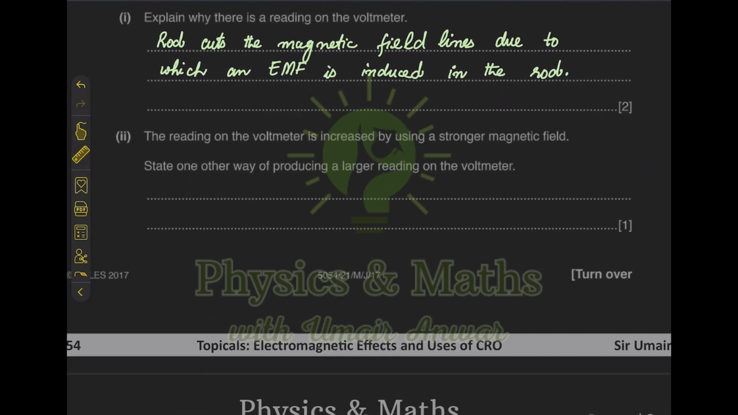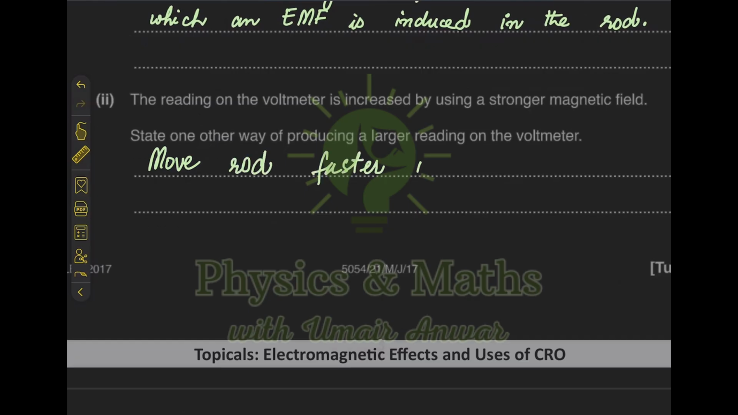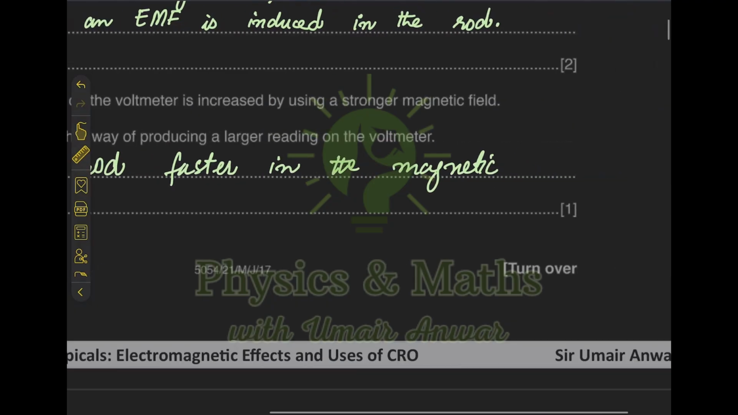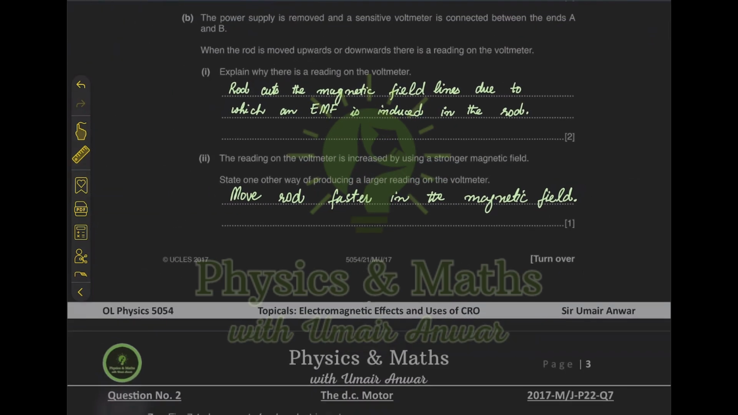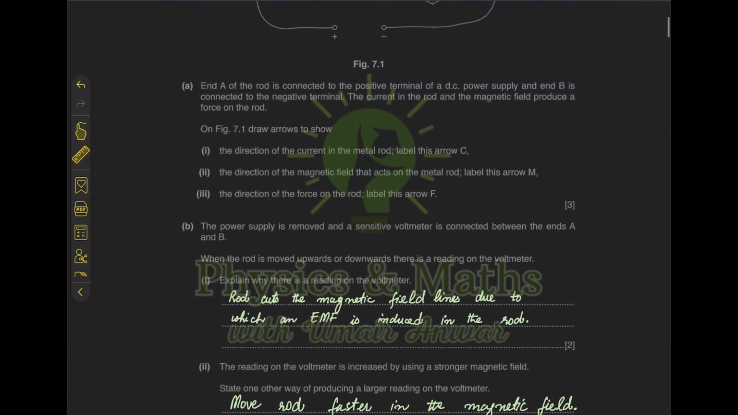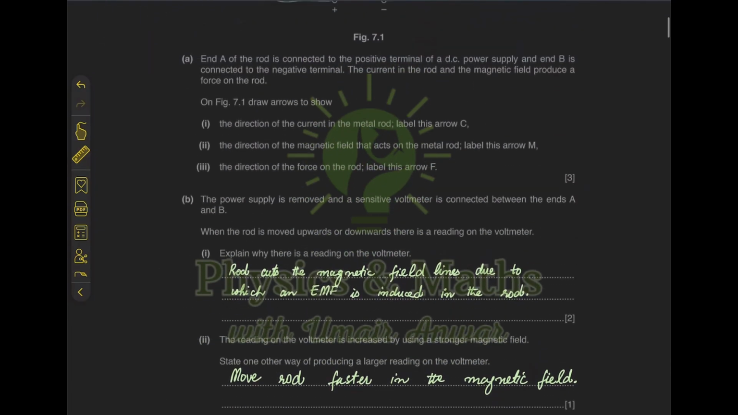The next part says the reading on the voltmeter is increased by using a stronger magnet. State one other way of producing a larger reading on the voltmeter. So another way could be that we would move the rod faster in the magnetic field. So it will cut magnetic field lines at a larger rate. So a large reading on the voltmeter could be produced in this way. Here the question has ended and it was a simple question related to the motor effect, and there were 2 parts also related to electromagnetic induction.